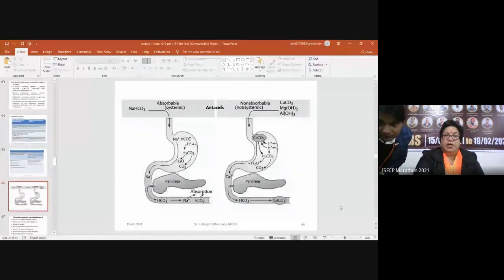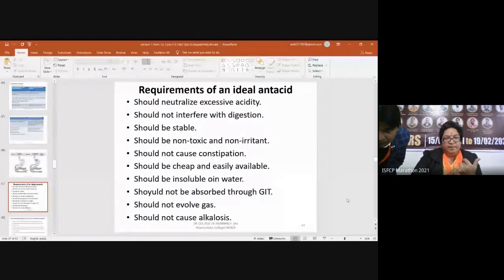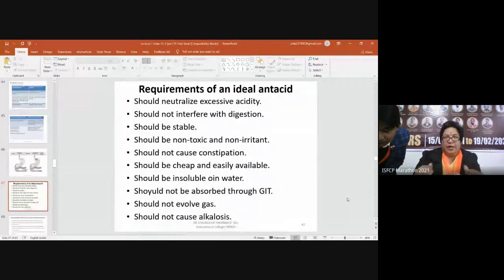Requirements of the ideal antacid क्या-क्या होनी चाहिए? Number 1, should neutralize excessive acidity. Excess of acidity should be neutralized on the spot. Should not interfere with the digestion. Like if you are taking the antacid, it should not affect your digestion at any cost.